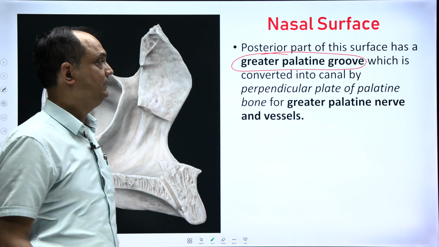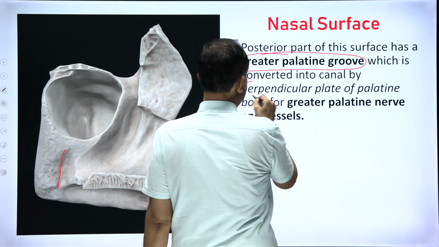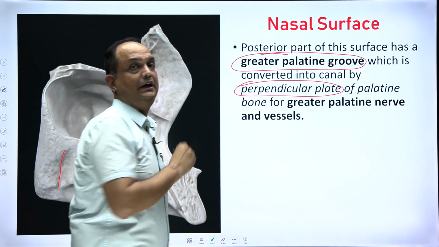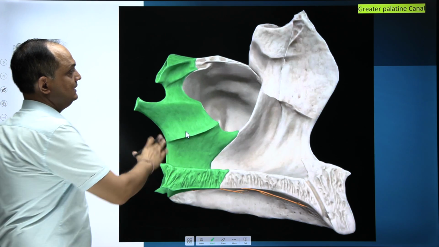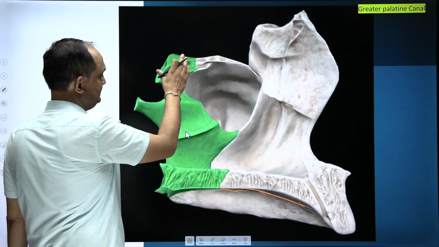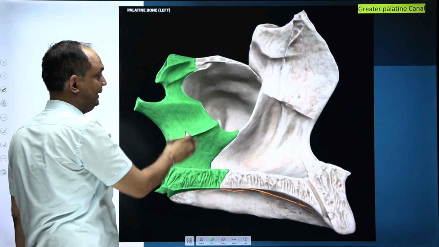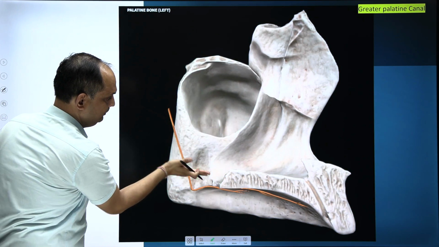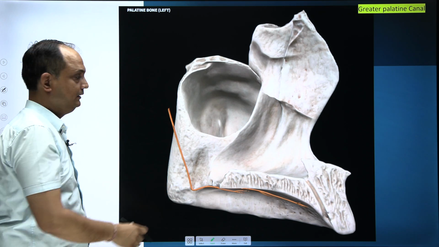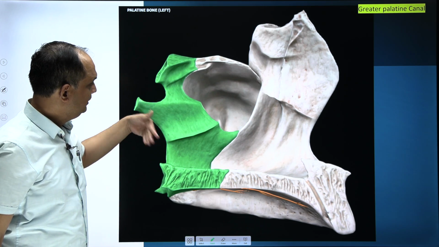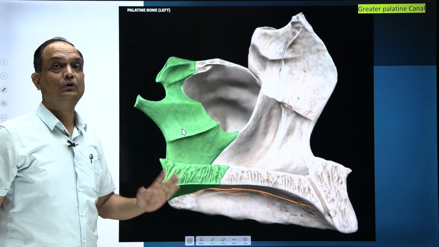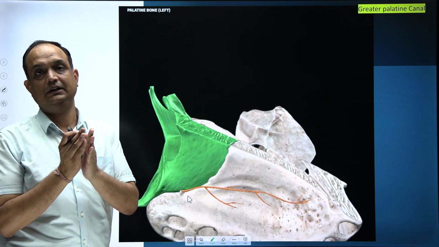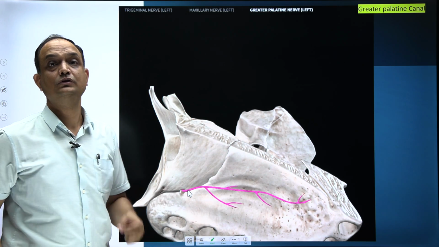Now how is it converted into a canal? It is going to articulate with the perpendicular plate of palatine bone. So here you have to understand that this is the medial surface, this is your palatine bone perpendicular plate, this is the horizontal plate, this is the perpendicular plate. So deep to the palatine bone, you can see this is the canal, and this canal is only present when the 2 bones are there. If you remove one bone, then it is known as a groove.